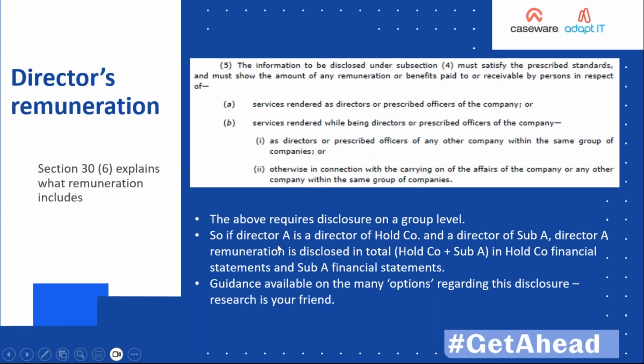So if Director A is a director of a holding company and a director of a subsidiary, Director A's remuneration is disclosed in total. The whole remuneration is disclosed in the financial statements. Guidance will be available on the many options regarding this disclosure. Research is your friend. Same for Mauritius.